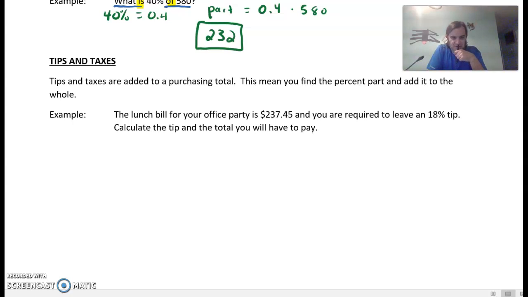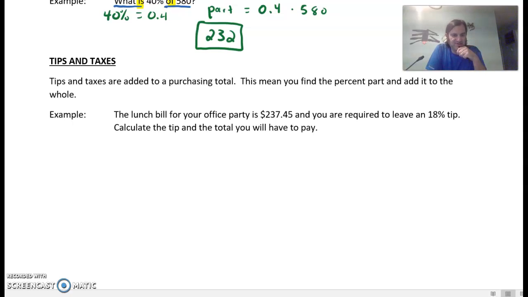So let's see here. Example. The lunch bill for your office party is $237.45. And you are required to leave an 18% tip. So I'm sure you've seen those signs where if you have 6 or more people, you'll be charged this gratuity no matter what.